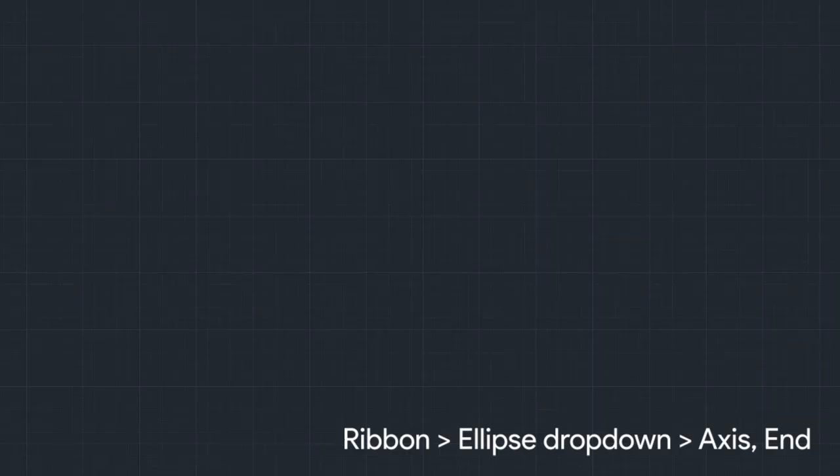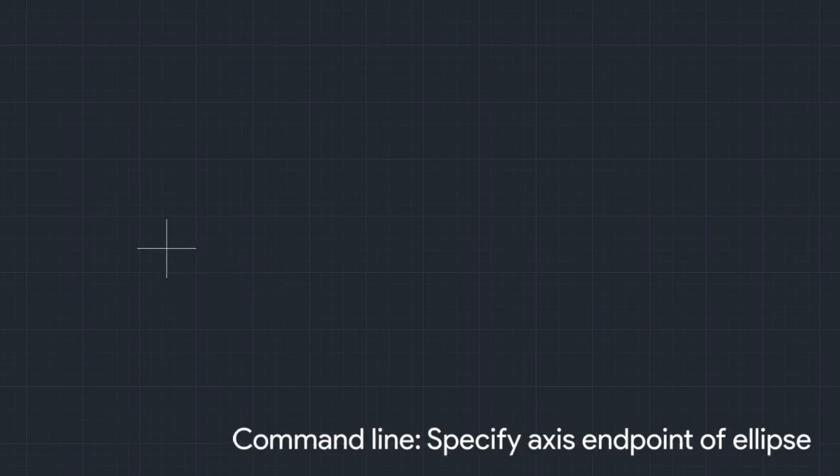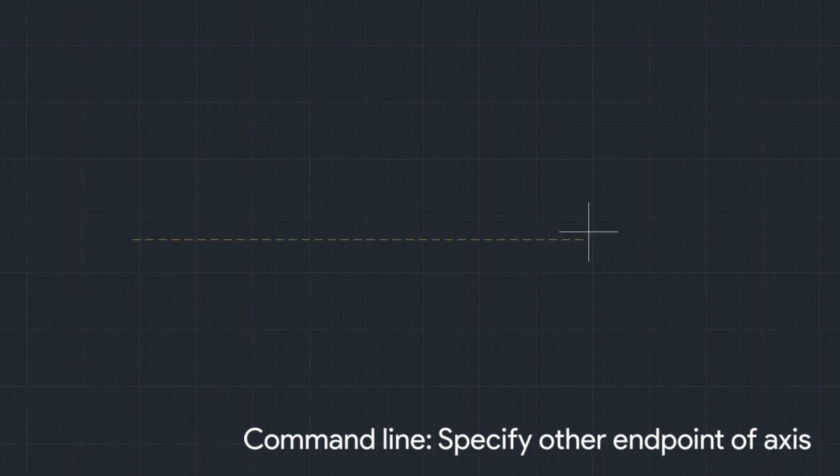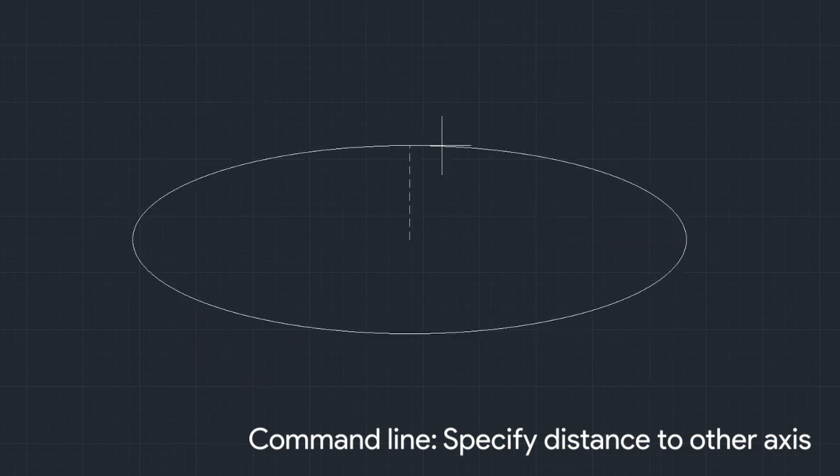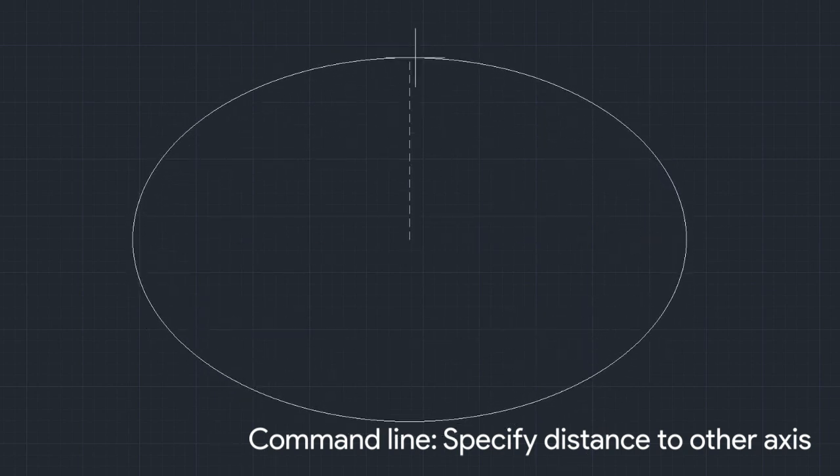There is another way of making an ellipse. We have axis and end. Specify axis endpoint of ellipse. So, one axis, either major or minor axis, click. And then, other endpoint of axis. So, the same axis, but its other endpoint. And now, it asks for the other axis. Understood? And then, elliptical arc. I don't usually use that, but it's an arc. But instead of a circle, you are using an ellipse.